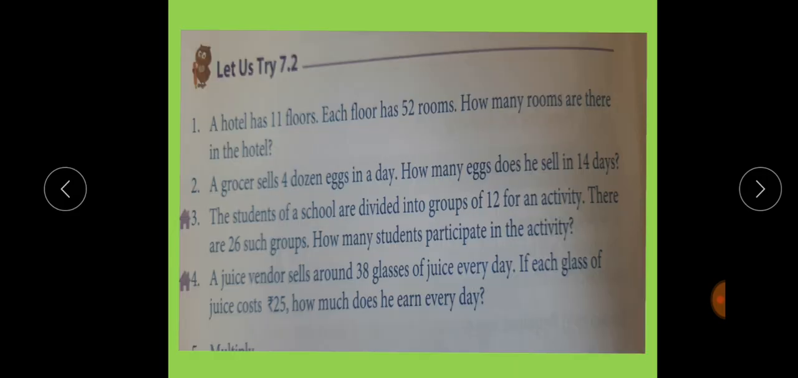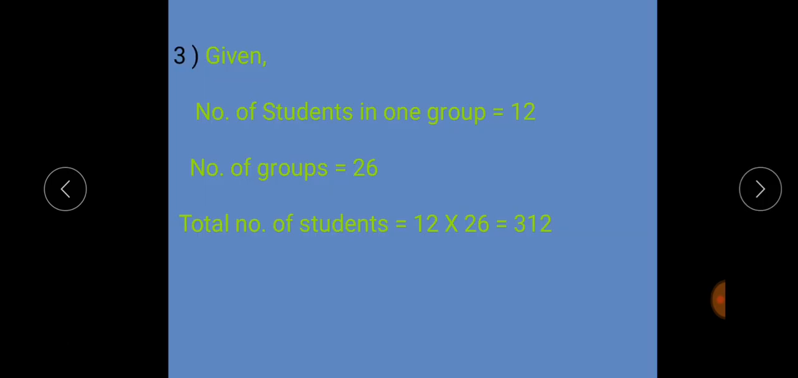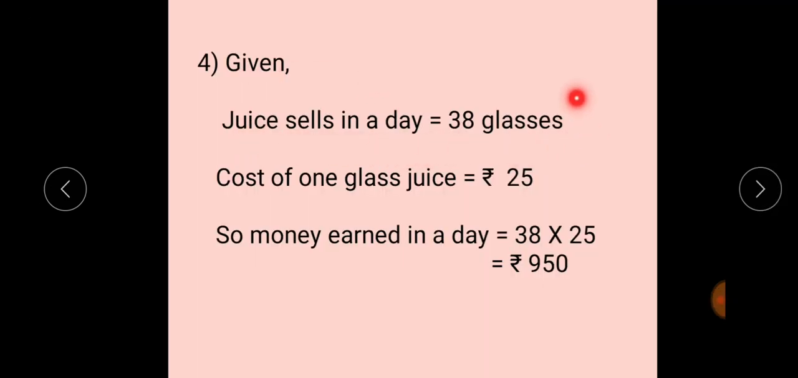Then fourth question. A juice vendor sells around 38 glasses of juice every day. If each glass of juice costs rupees 25, how much does he earn every day? Given, in one day he sells 38 glasses of juice. The cost of one glass of juice is rupees 25. So the total amount of money he earned in a day is 38 multiplied by 25. It's 950 rupees. In one day he earned rupees 950.